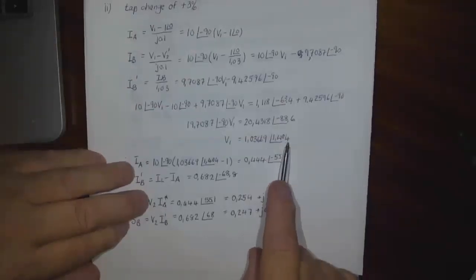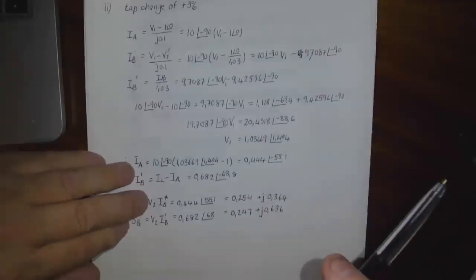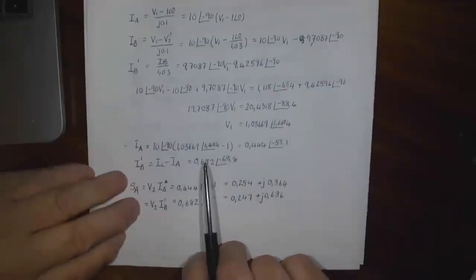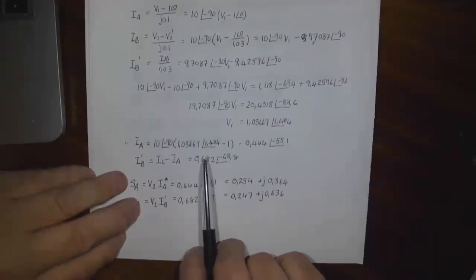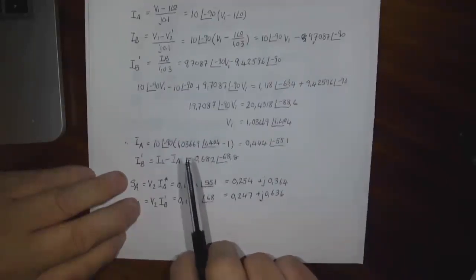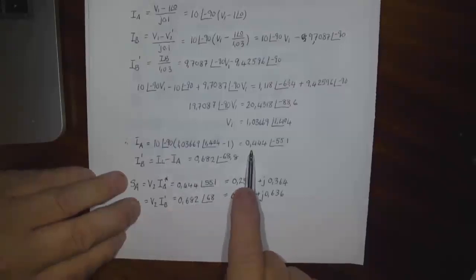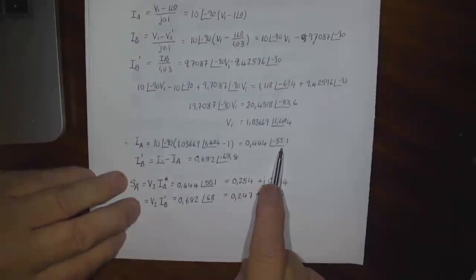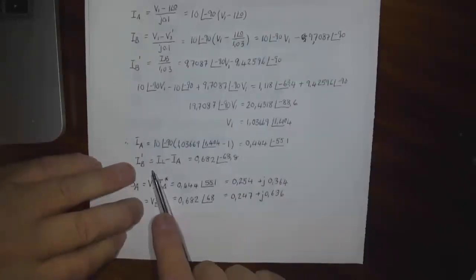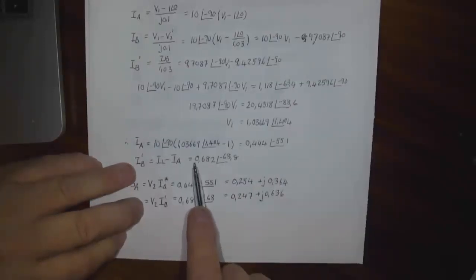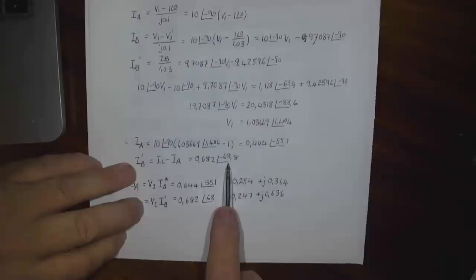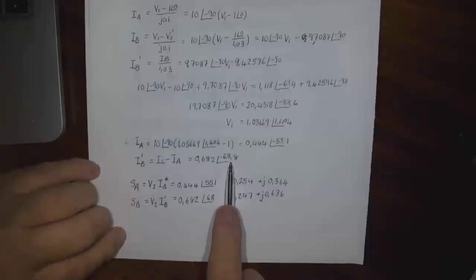1.0367 angle 1.4 degrees. Right? And then we find that IA is 0.444 angle minus 55, and IB dash is I load minus IA. That gives us 0.682 angle minus 68.8.